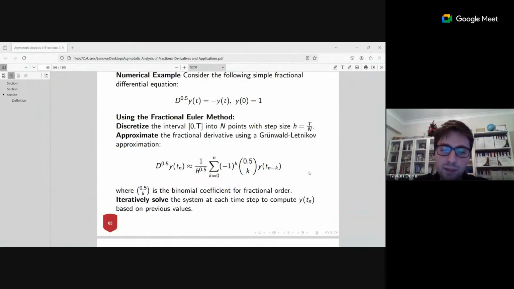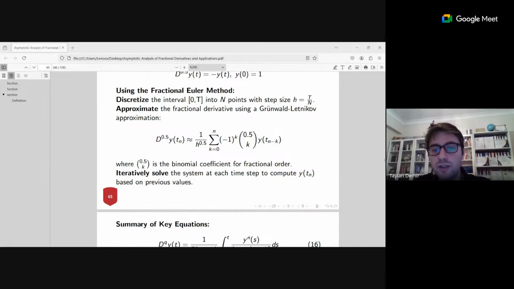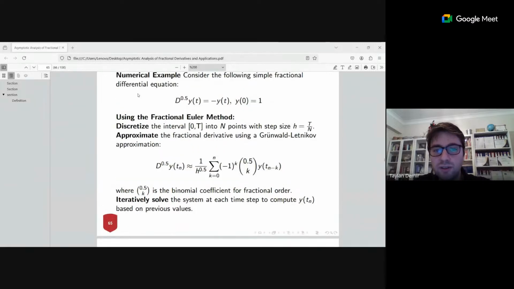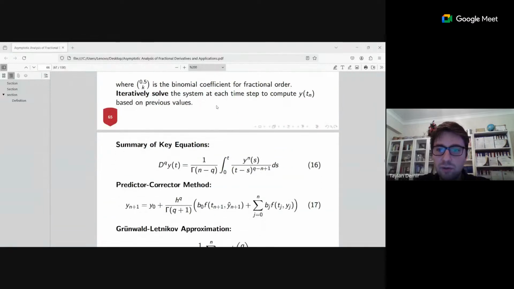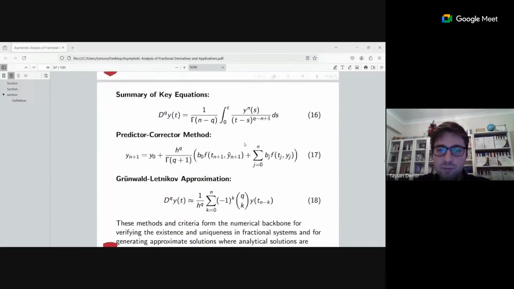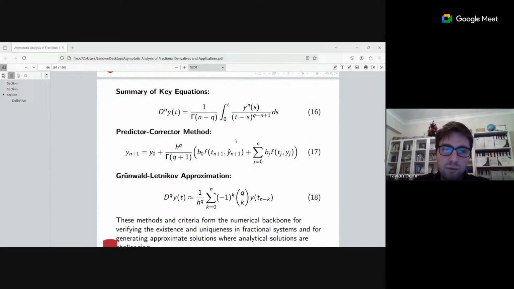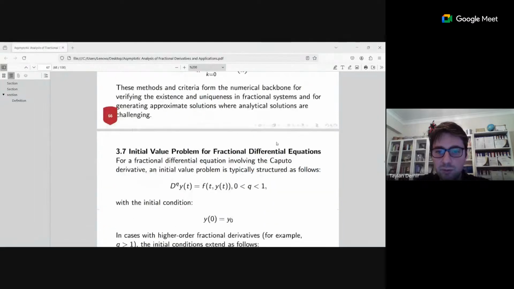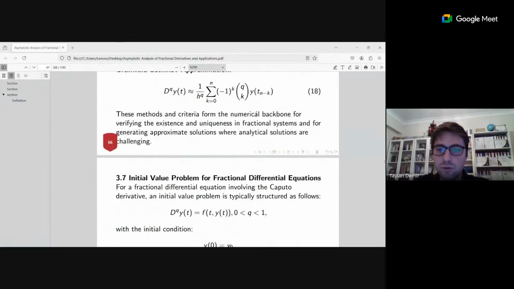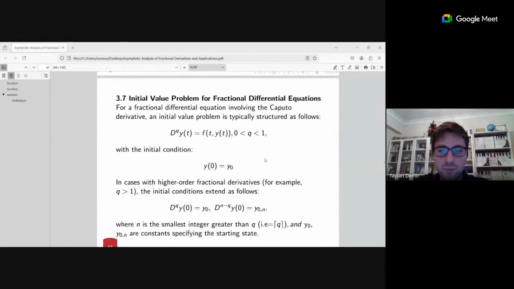We divide the closed interval [0, T] into n subintervals, and our step size is shown as h equal to T over n. And we use the Grunwald-Letnikov approximation to better understand our numerical example. And we solve iteratively step by step. For example, I give some information about the summary of the equations, the predictor-corrector method, and the Grunwald-Letnikov approximation step, to better understand our new example.